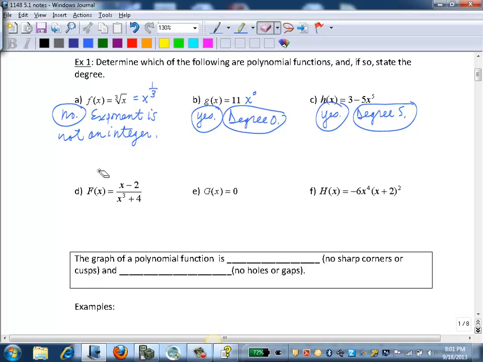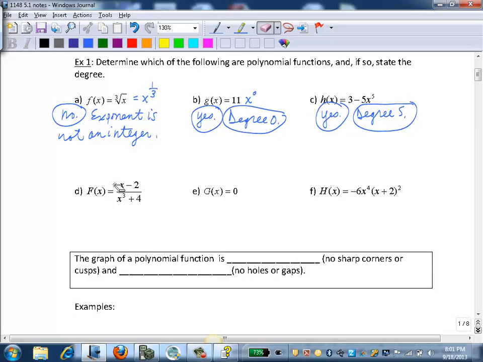If we look at part D, f of x equals x minus 2 over x cubed plus 4. Now, if you look closely, what should jump out at you here is that this is a rational function. Remember, rational, fractional function? So rational functions are a totally different class of functions that we'll actually study later in this course. So this is not a polynomial function.